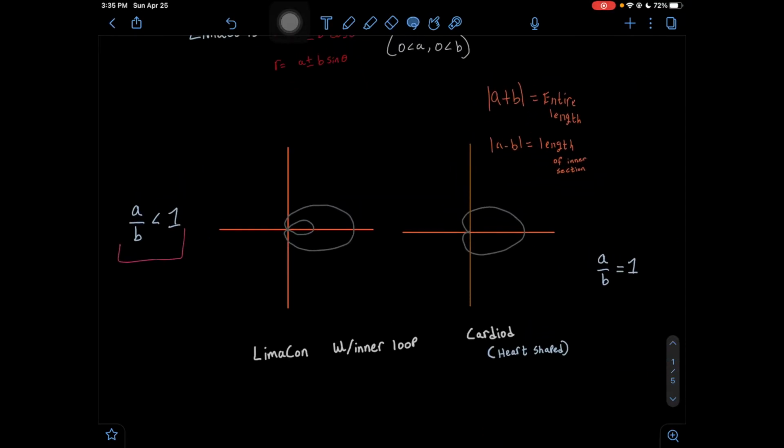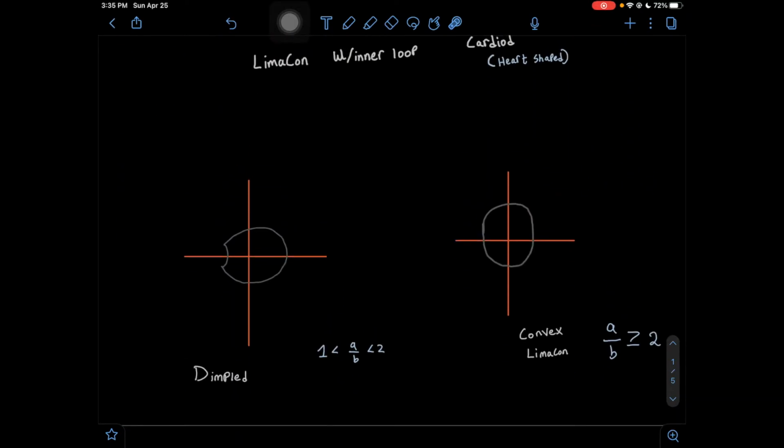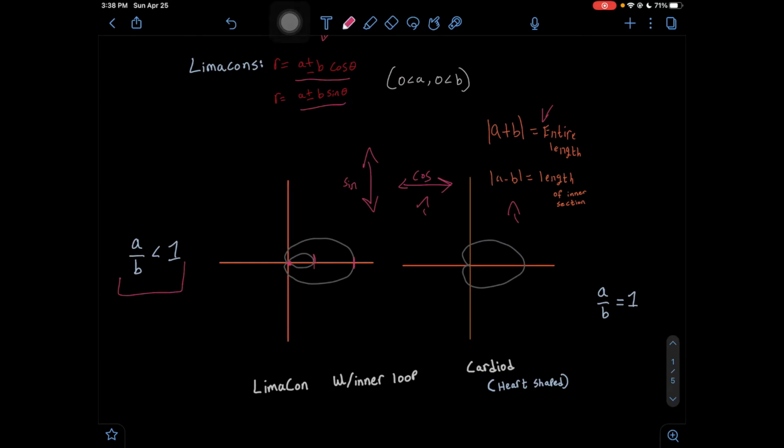So now let's look at the cardioid limaçon. For a cardioid limaçon, you can see it looks like a heart. And for a cardioid limaçon, a over b, the quotient of that, equals 1. So it could be the same number. Next, we have a dimpled limaçon, where 1 is less than the quotient of a over b, and that is less than 2. Well, we're going to say that our inner loop goes to 1, and our total limaçon goes to 5.